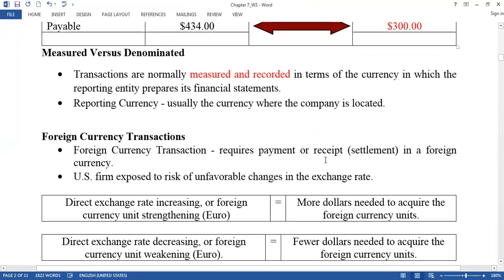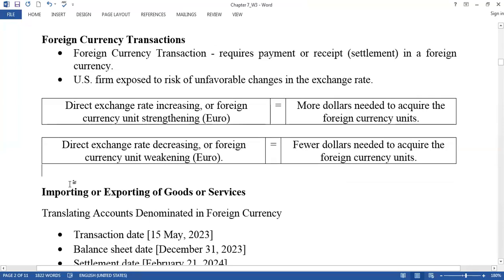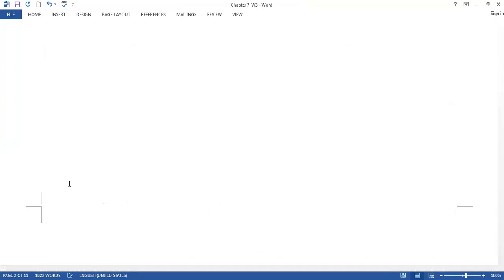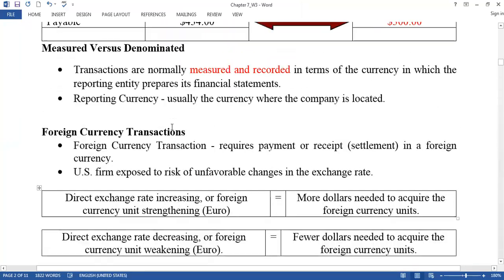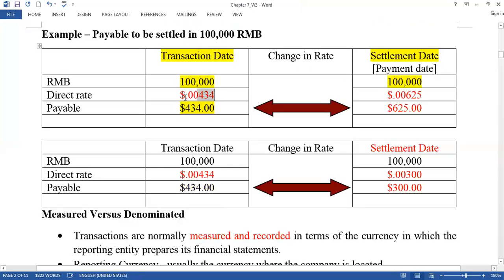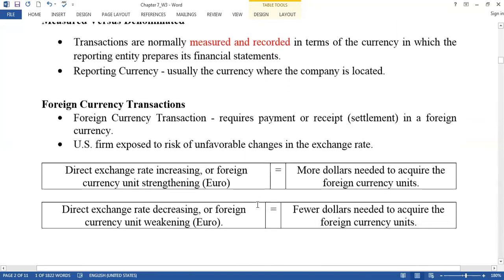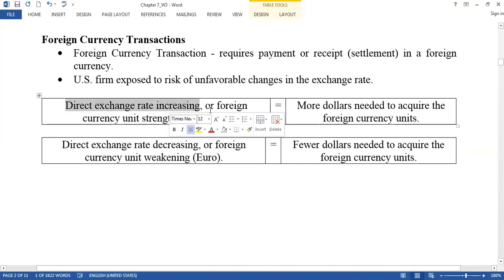So anyway, now we have another way to understand our gain or loss. According to this example, you can see that this is the direct exchange rate, right? This is the direct rate. So what is the summary here? If the direct rate increases, it is unfavorable. If the direct rate decreases, it is favorable. So you can see here, the direct exchange rate increasing or decreasing.